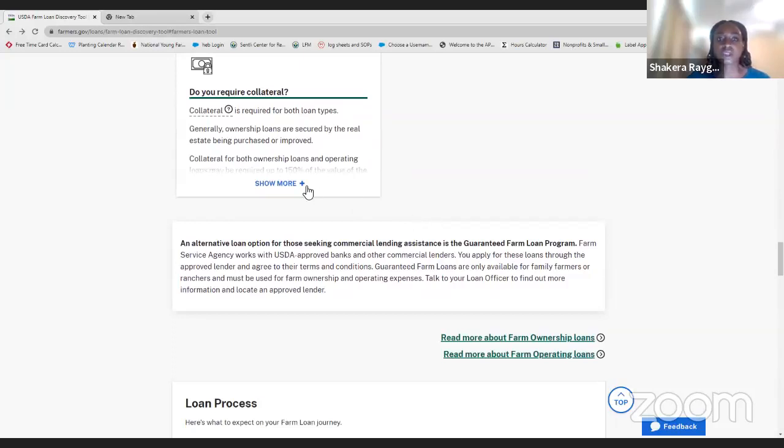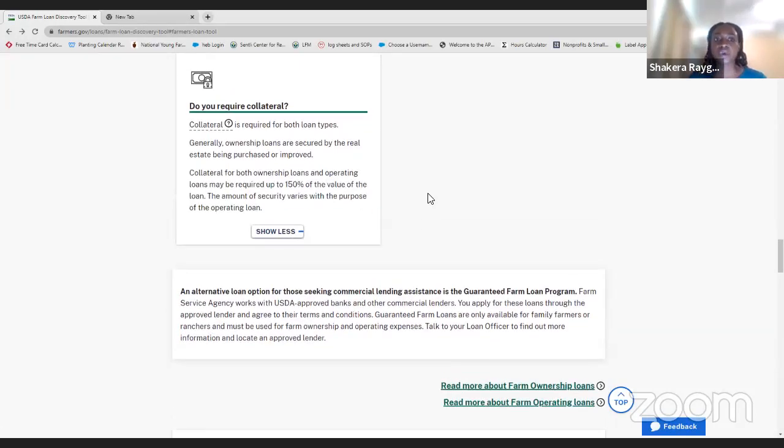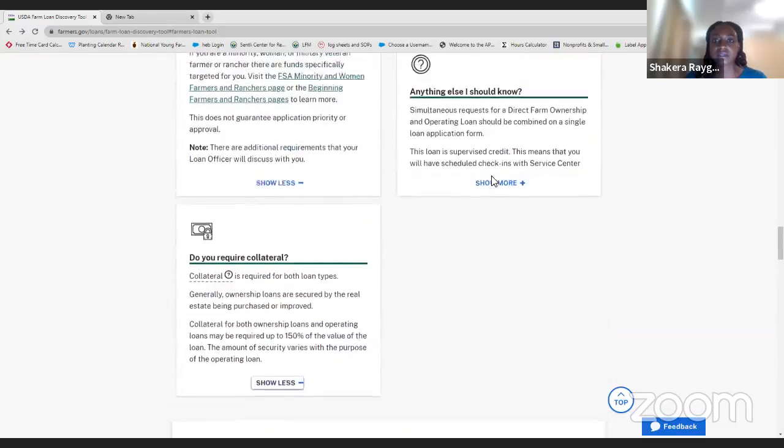You know, we get several questions also about collateral. So this gives you some background information about what's required. Some loans, you only are required to put up 100% collateral, which could be the equipment that you're purchasing. If you're buying land, then the land would be your collateral. So they try and get up to 150% when it's available. I wanted to just highlight this, and there's always links out to get more information if you have questions.